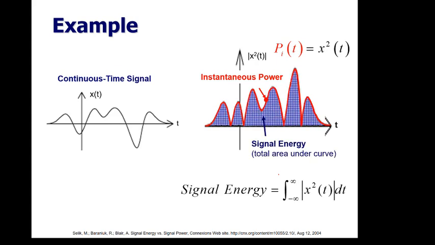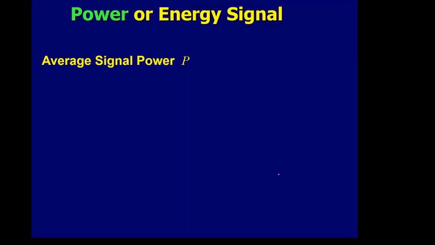The total signal energy, therefore, would be the total area under that curve, under that instantaneous power curve. So we would integrate that whole blue area to come up with the signal energy. The signal energy would be a single value, not a time-varying function. It would be one value for this entire signal, whereas instantaneous power would be a function that changes with time.